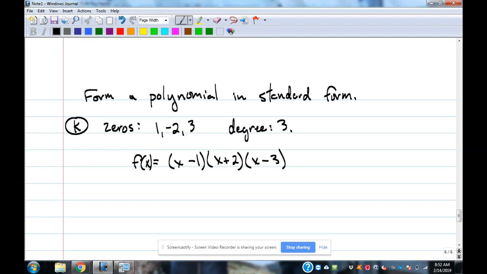So we're going to multiply that out. Pick a couple to start with. Don't try to do the whole thing at once. How do you eat an elephant? One bite at a time. So pick 2 of them to start with.